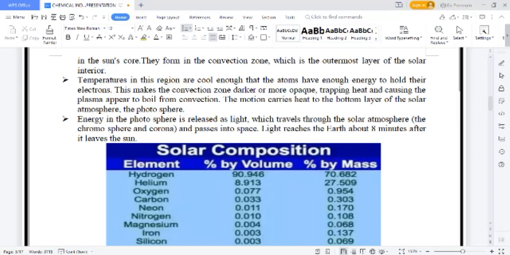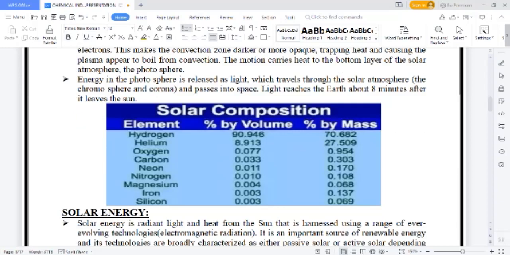Now, solar composition. Basically, what is the composition of the sun? The elements in the composition of the sun are hydrogen, helium, oxygen, carbon, neon, nitrogen, magnesium, iron, and silicon. I also explained these elements earlier. And here is the percentage by volume and by mass.